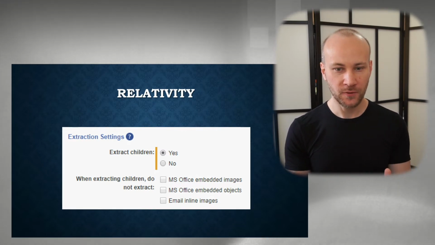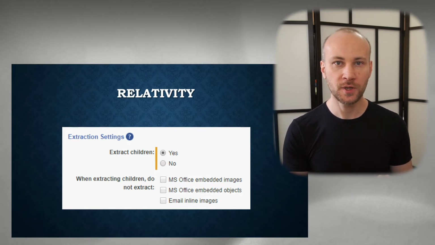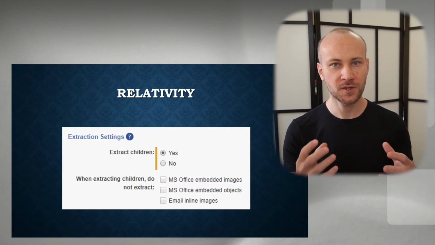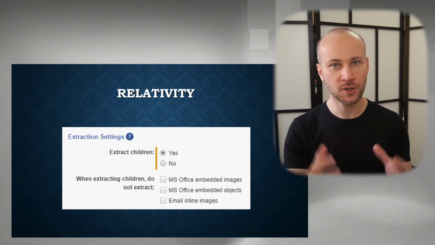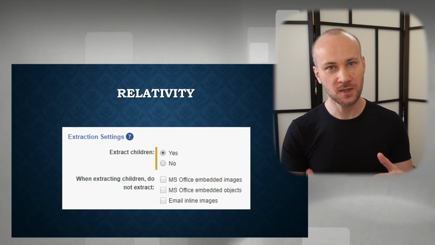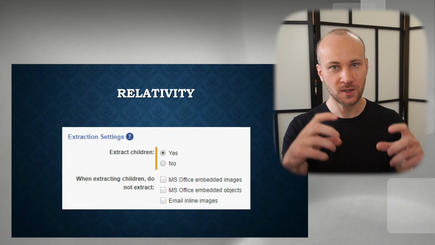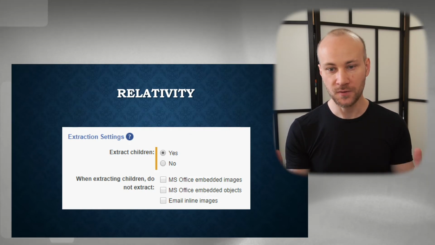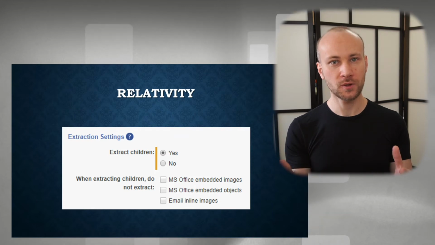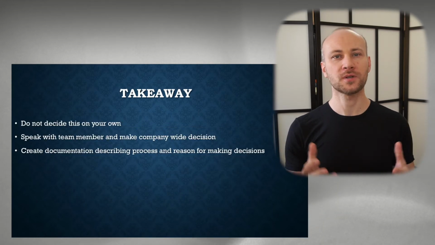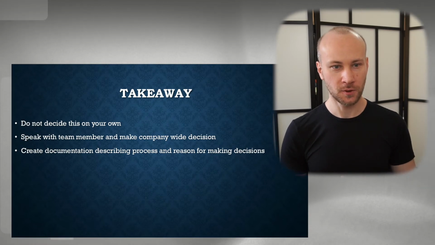And what I prefer to do in Relativity is I prefer to turn off inline images, just so all the signatures and all the files that are meant to be reviewed in the context of the original email don't get extracted separately and reviewers looking at them as the images were pasted in the email body. And then as far as embedded images and objects, that's up to you to decide. Do you want to see them? Do you not?